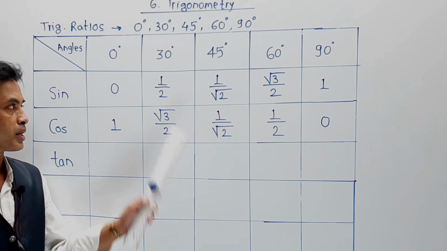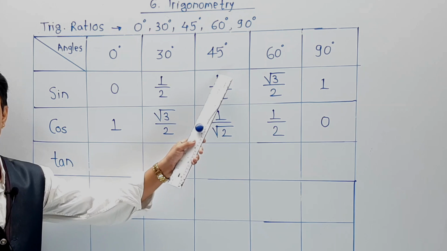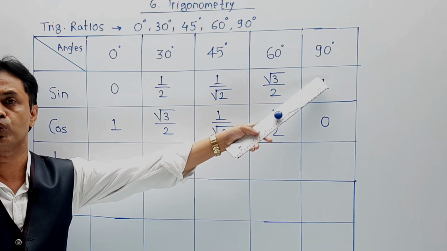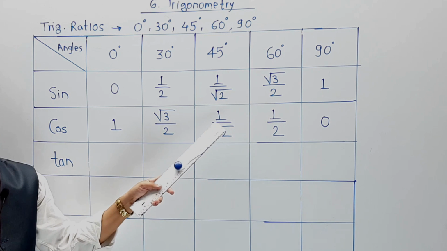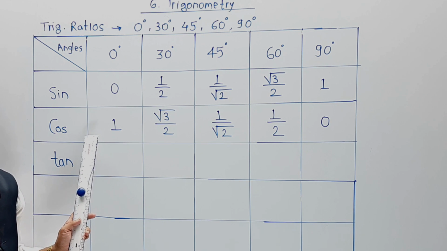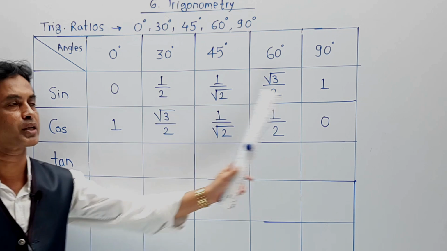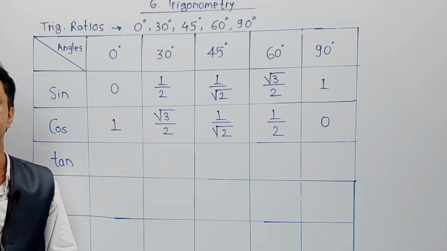In this way, first you write 0, 1 upon 2, 1 upon root 2, root 3 by 2, 1. In reverse order, you write 1, root 3 by 2, 1 upon root 2, 1 upon 2, 0. This is a simple logic. If you remember these 5 values, the rest of the table can easily be remembered by you.